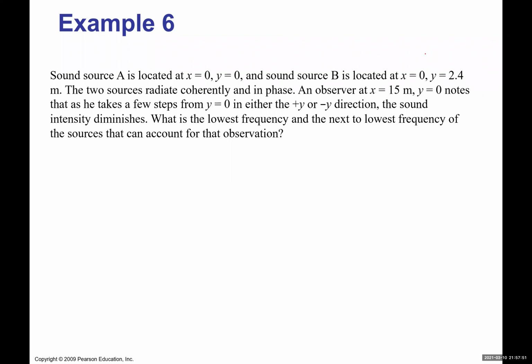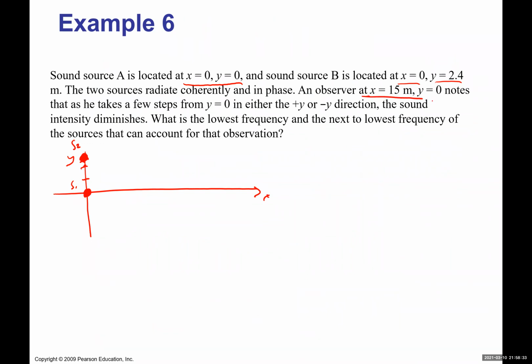We can start with doing a diagram. So here's my diagram. The y-axis, x-axis. And what I have here is x equals 0, y equals 0. That's one speaker. So right here, that's one source. Let's call this source 1. x equals 0, y equals 2.4. Well, let's say 1, 2, somewhere over here is then the second one, source 2. Okay. That's source 1 and source 2.